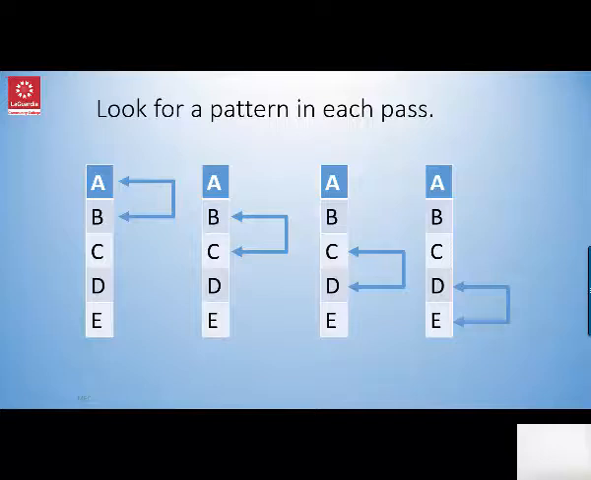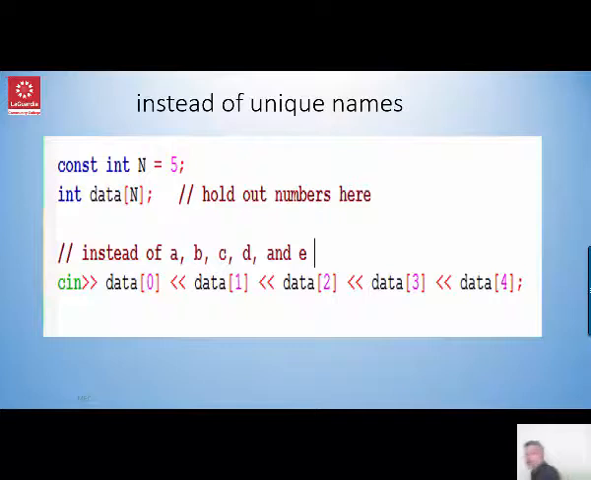This technique is actually called the bubble sort. Now notice A, B, C, D, and E look like an array, don't they? Item 0, 1, 2, 3, and 4. There's a pattern in there. So instead of using unique names that I have to type, A, B, C, D, why don't I use an array?